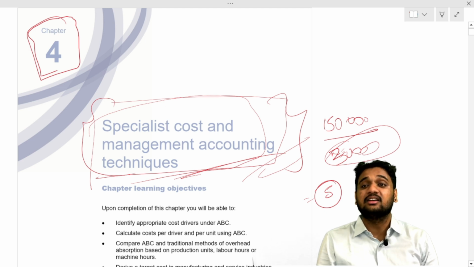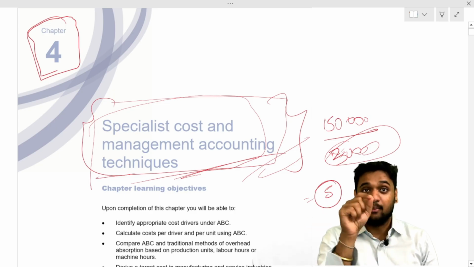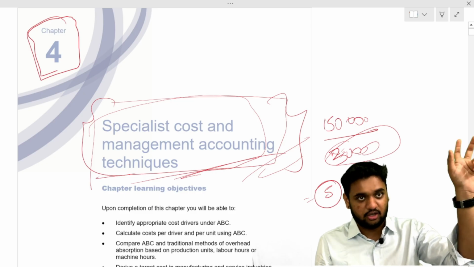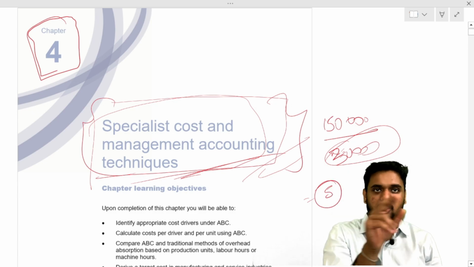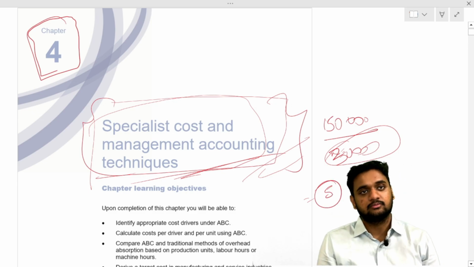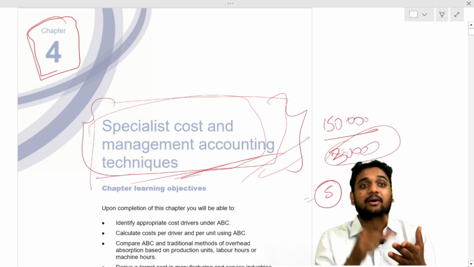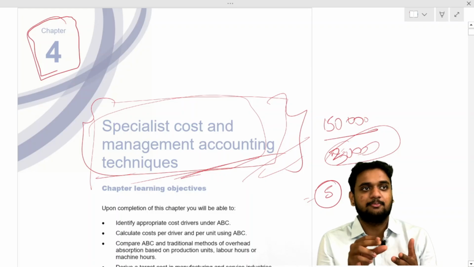What is the cost driver? Number of machine hours. What is the cost pool? Machine cost. What is the cost driver? Number of machine hours. So machine cost divided by number of machine hours: 20,000 divided by 1000 gives 20 rupees. Machine cost is 20 rupees per machine hour.